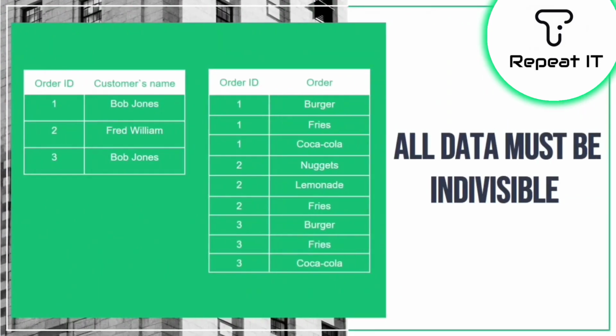Third, all data must be atomic or indivisible. Okay, what's the problem? Well, if you look here at the customer's name, for example Bob Jones, you will see that Bob Jones is not atomic. It can be further divided into Bob's first name and his last name. This makes it a kind of composite value, and it needs to be divided because these are different things.